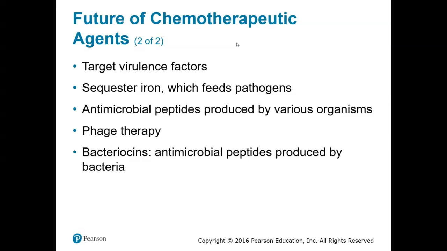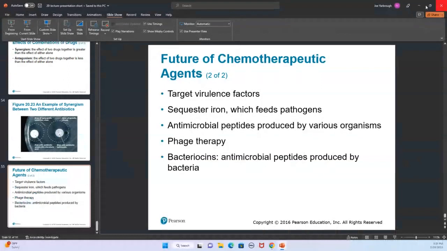And then bacteriocins, or antimicrobial peptides produced by other bacteria. And again, this is very similar to the definition of an antibiotic. So there's a lot of new things on the horizon, and hopefully some of these will come to pass, and we can better treat patients without side effects. And that's the main thing we want to get to. All right, so that's pretty much it. That ends our chapter 20.